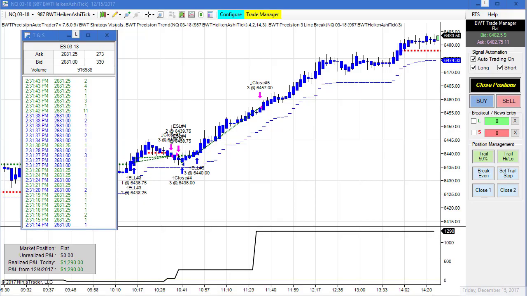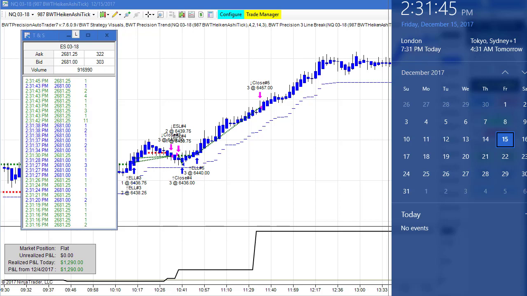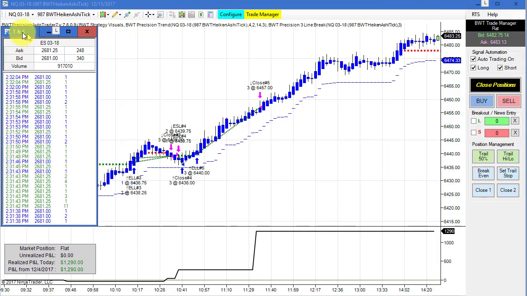Hello everybody, today is Friday, December 15th, and on my left is the time and sales. We can see the E-mini S&P currently trading at 2681 and a quarter. It's 2:31 and 58 seconds, almost 2:32 now as I'm recording this, so it's about an hour and a half before the regular session close.